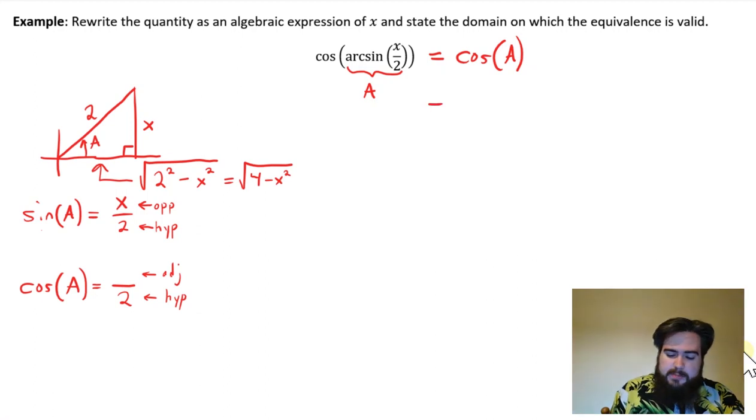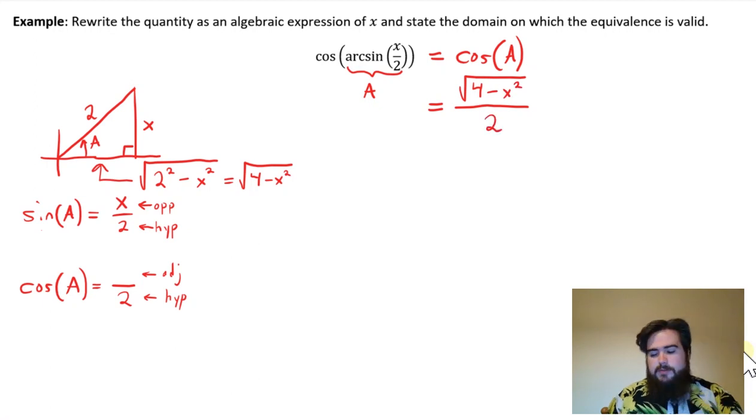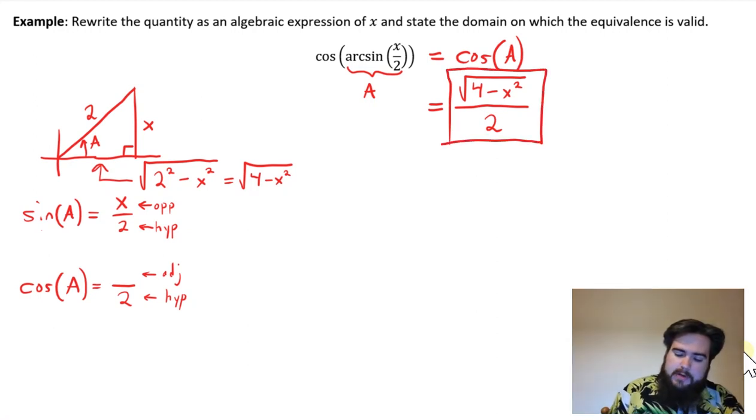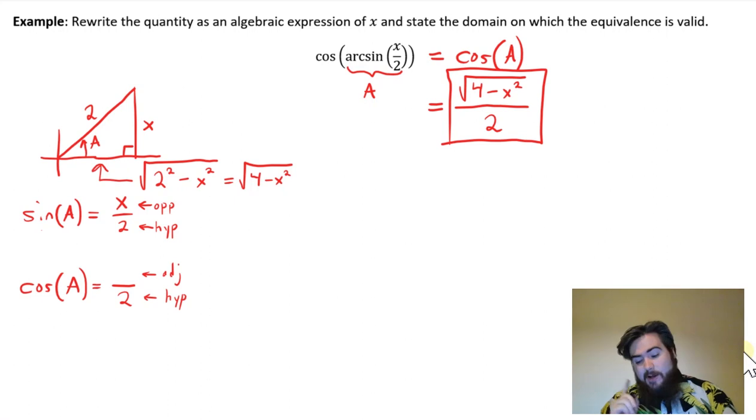That means I now should be able to write this value of cosine of a as the ratio of the adjacent side, square root of 4 minus x squared, divided by 2. That's part of my answer. We have now rewritten this as an algebraic expression of x. The only thing left is to find the domain on which the equivalence is valid. To do that, there's a couple ways to go about this. You can either go the algebraic way or you can go the trigonometric way.